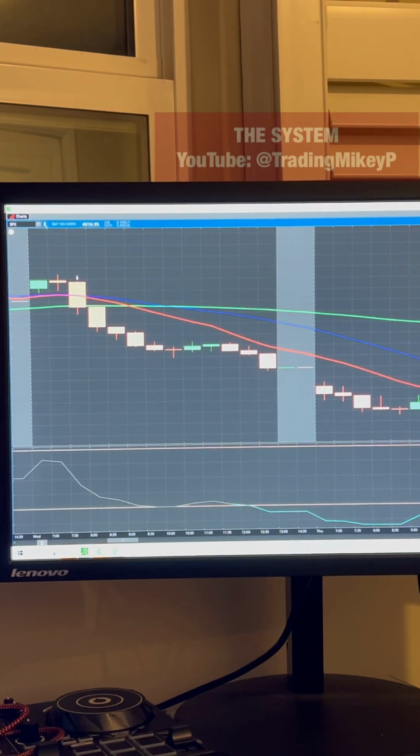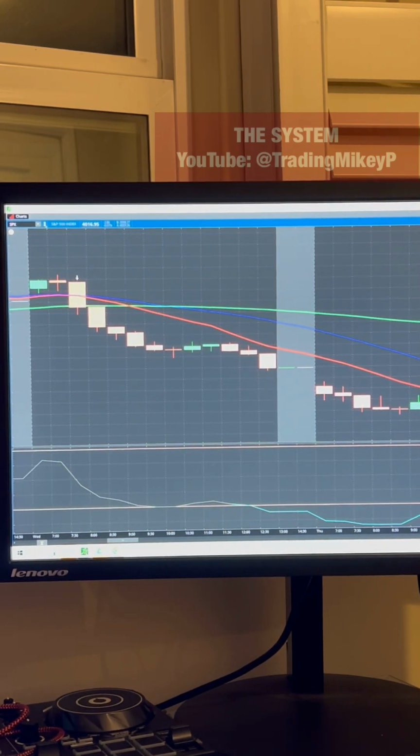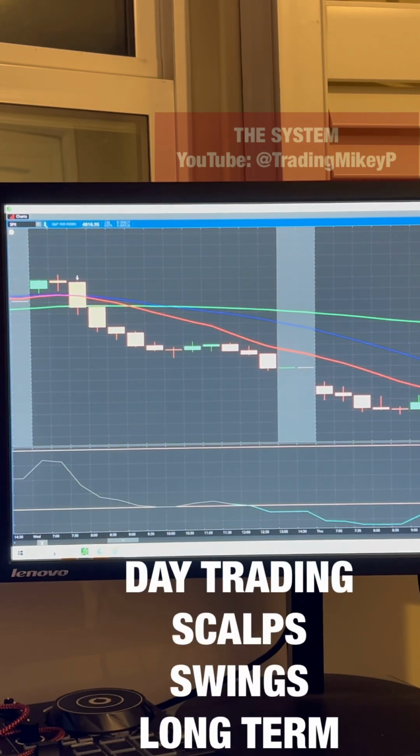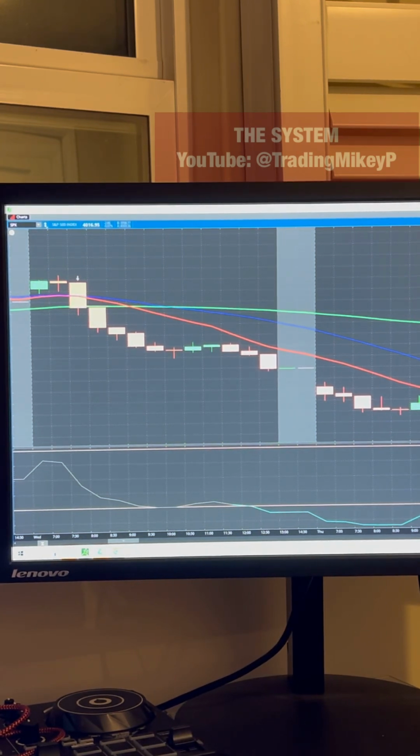So the system is basically a way of identifying trends, short-term trends in the market, the S&P 500 to be exact. You can use the system for day trading, scalps, or even swing and long-term trades. I use it for day trading and occasionally swing trades.